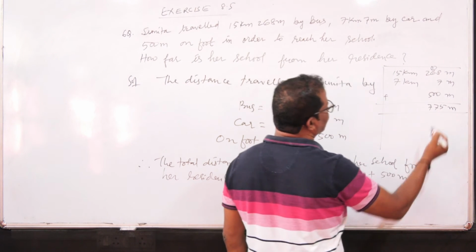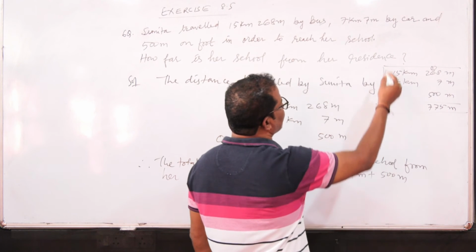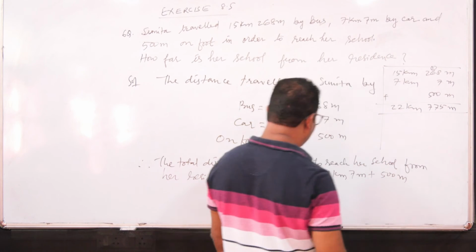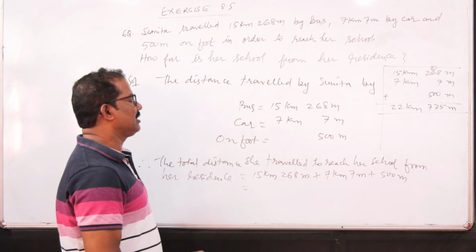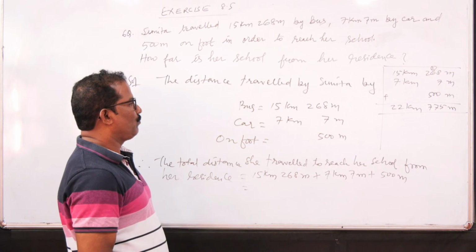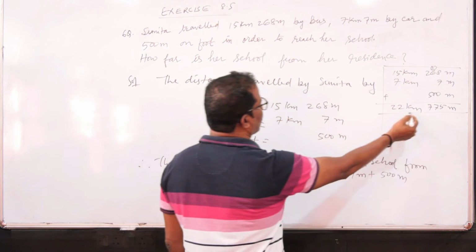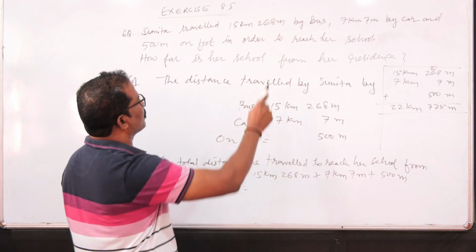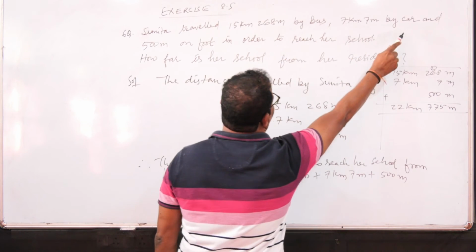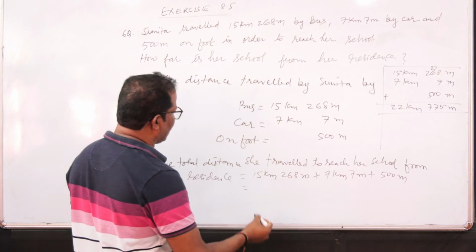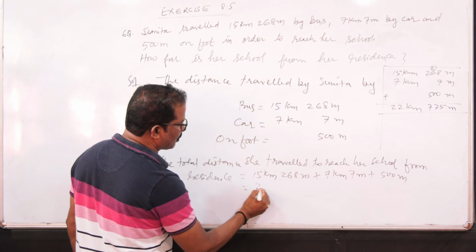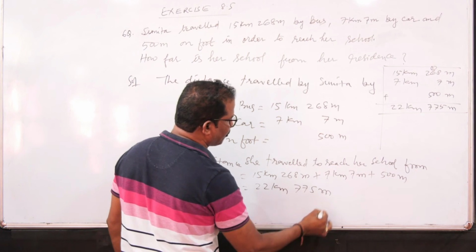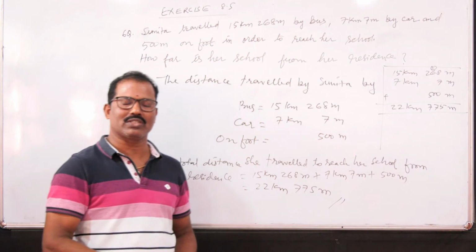So in meters how much? 775. Then in kilometer 15 plus 7 is 22 kilometer. That means the total distance she traveled to reach her school from her residence is 22 kilometer and 775 meter by 3 modes, that is by bus, by car and on foot. So the total distance is 22 kilometer and 775 meter. Understand all of you this question?